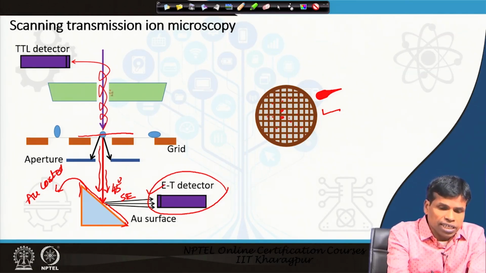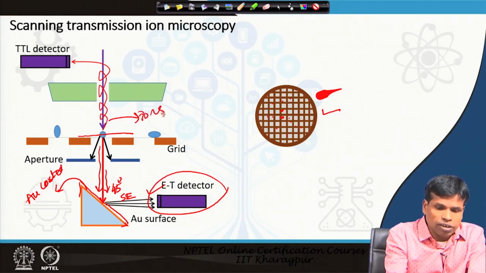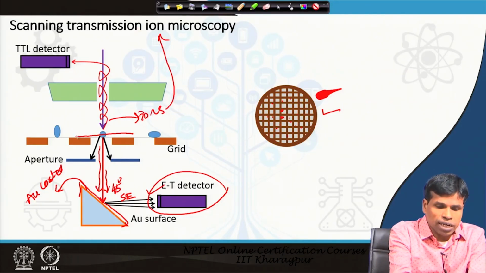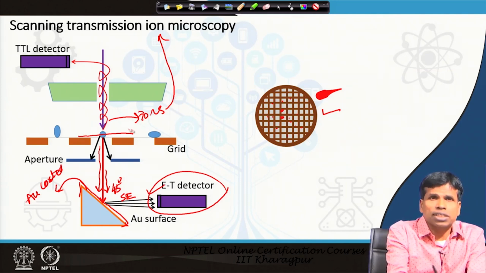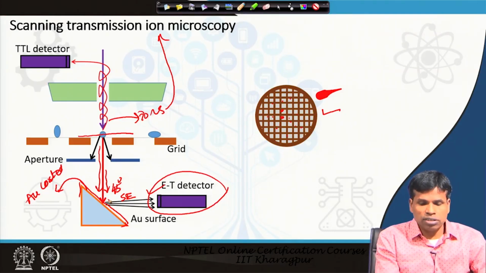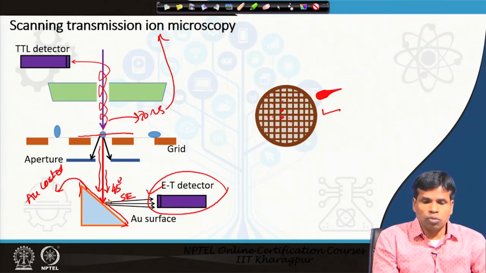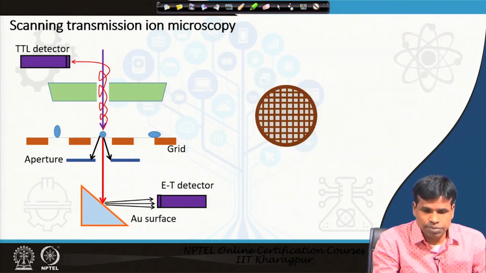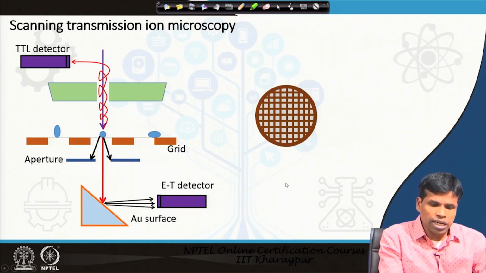If the incident probe is ions, we say it is an ion microscope. If it is electrons, we say scanning transmission electron microscope. Here, our electron beam or ion beam scans over the specimen, collecting the transmitted ions, and the signal generated from the transmitted ions is used for imaging purposes. This is what the scanning transmission ion microscopic image is.